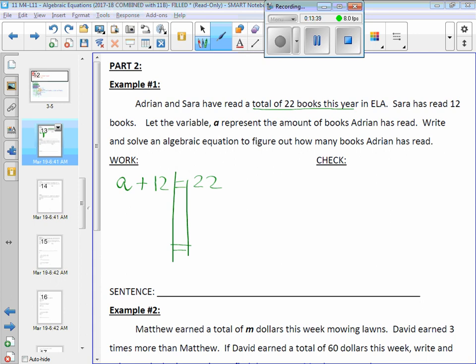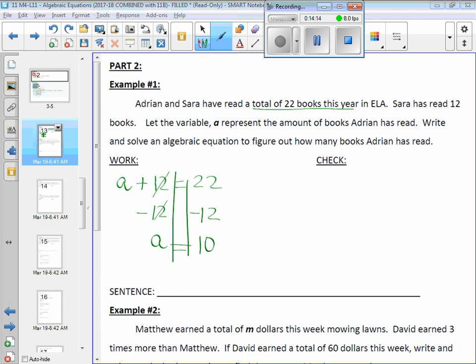Ava, what do I have to do to the side that has the variable? Correct, minus 12, inverse operation. And it goes without saying we got to do that to the other side as well. Right, my 12s are gone. And that leaves A all by itself, which is representing Adrian's books. Chris, what do I do to the right side? Correct. What do you get? And you get 10.